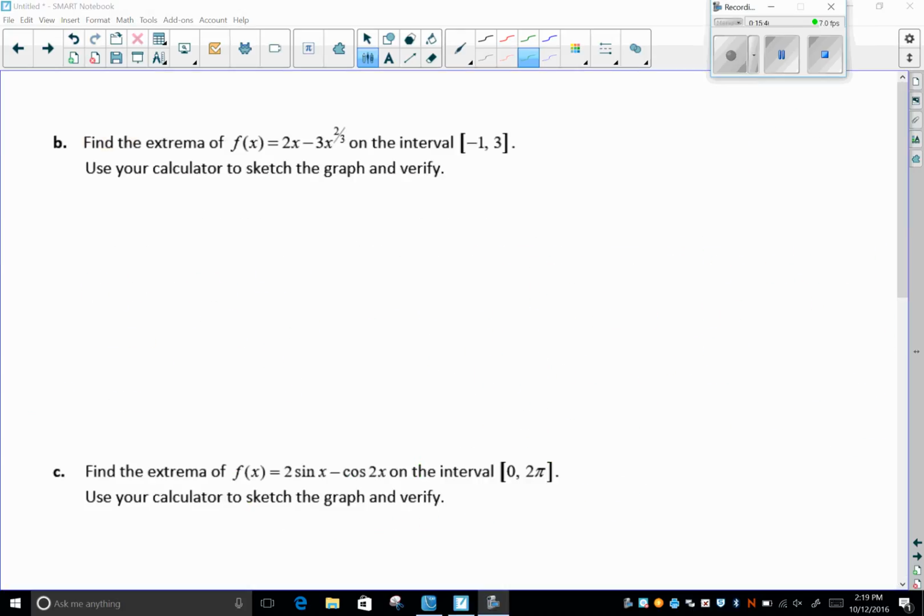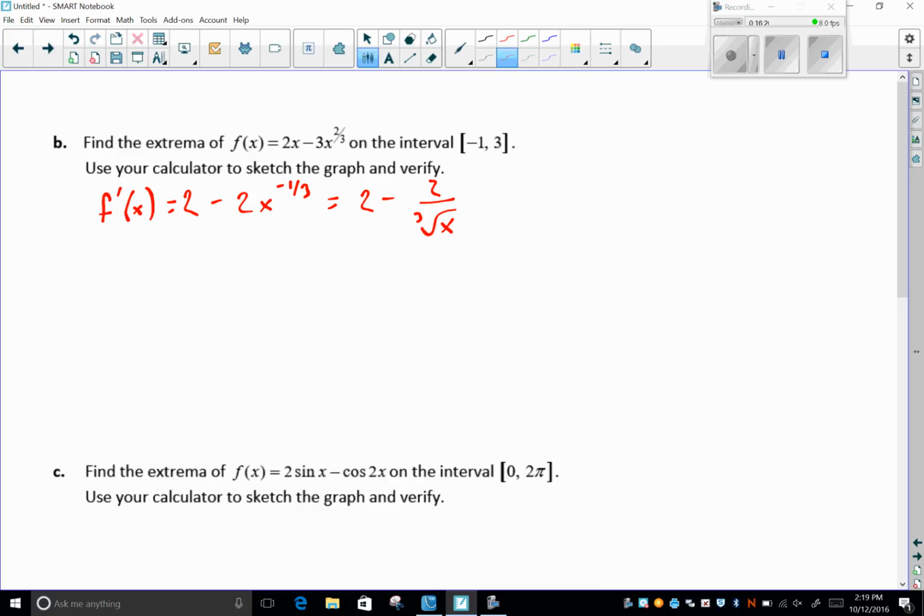All right, let's take a look at letter B. First thing we need to do is to take the derivative. So we have f prime of x equals 2 minus 2x to the -1/3, which is 2 minus 2 over the cube root of x. Now, this is very, very important when you're finding critical numbers. The critical numbers come from where the first derivative is 0 or undefined. So right here, I can tell that it's going to be undefined when x is 0, because that's going to be 2 over 0, and 0 in the denominator is not allowed.